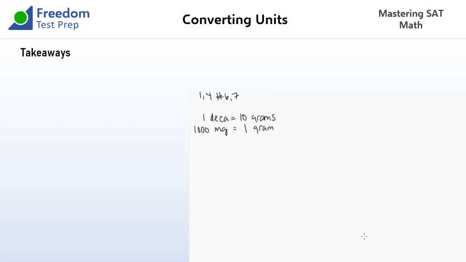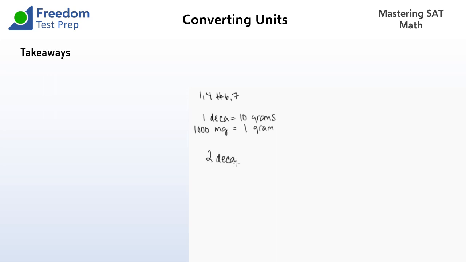Hello. Okay, this video is about converting units, and we're going to go to test 1, section 4, numbers 6 and 7. And as you can see, I've already written down what's in the box at the top. And I'll read the question. A hospital stores one type of medicine in 2 decagram containers. So I'm just going to stop here and just write 2 deca.